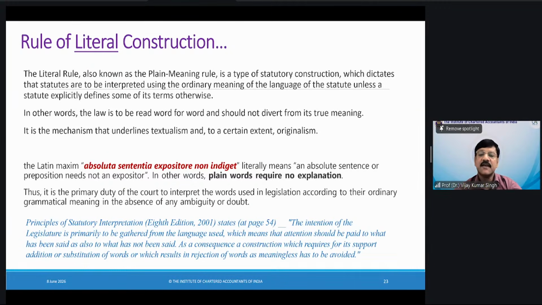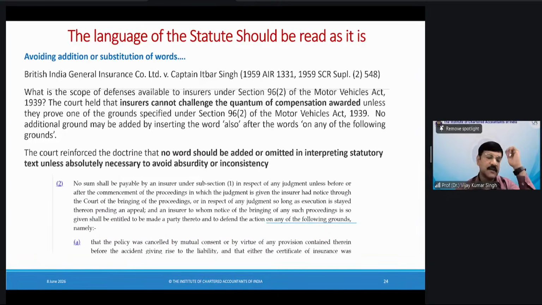As a consequence, a construction which requires for its support addition or substitution of words, or which results in rejection of words as meaningless, has to be avoided. So you cannot just reject a word. If there is may, then you have to read may. If it is shall, it has to be read shall. If it is saying means, then you have to read means. If it is includes, then you have to read includes. You cannot just take away one word and interpret it in your favor. That cannot be done. This is the literal rule.